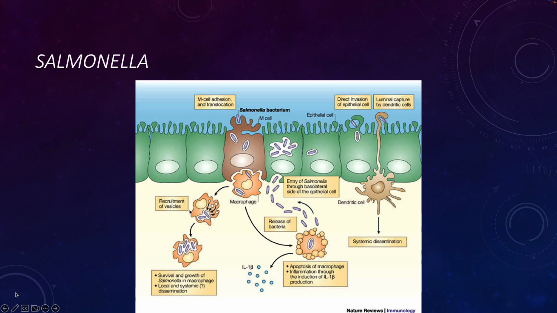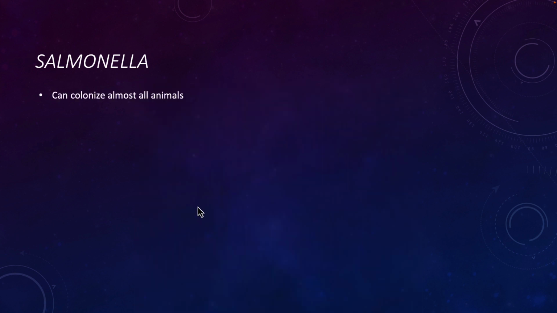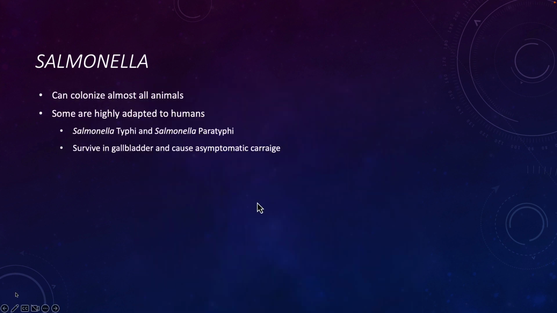So Salmonella species are more likely to go systemic compared to E. coli. They can colonize almost all animals. Some of the serovars are really highly adapted to humans, like Salmonella typhi and paratyphi. They can survive in the gallbladder and cause asymptomatic carriage. And so a patient usually will experience the symptoms of the disease, the GI infection, and not even know that they're continuing to shed the bacteria in their feces because the bacteria are just living happily in the gallbladder.